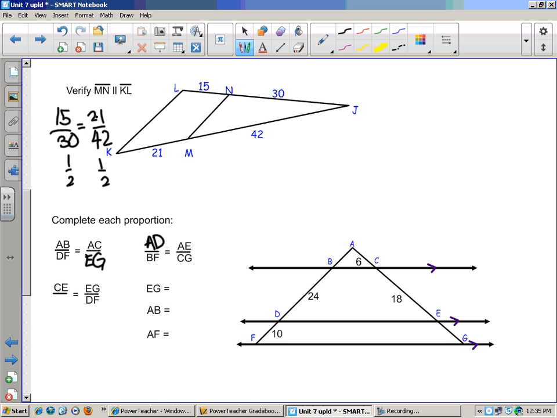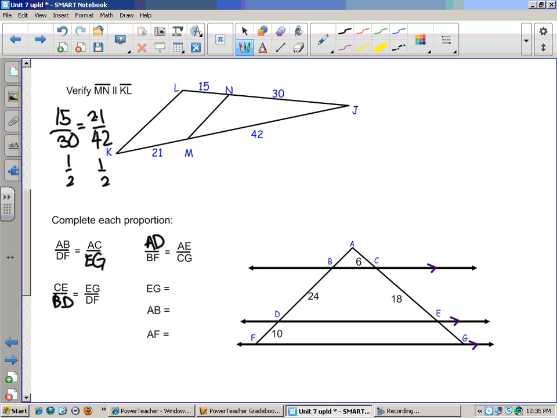Okay, and last one, EG is to DF. So EG, DF, and CE and BD. Good. Does that make sense? Okay. So now let's solve for some missing pieces.